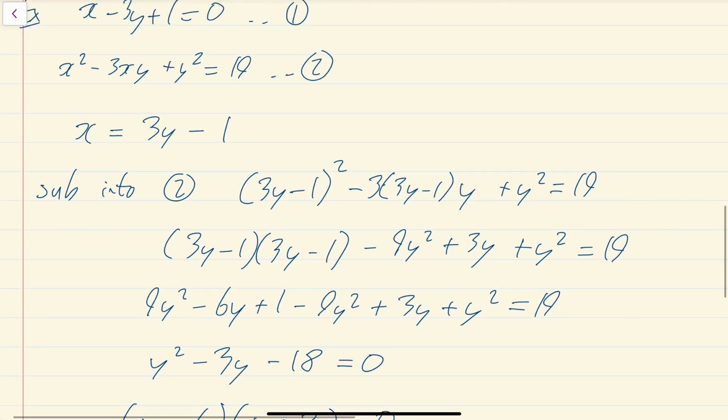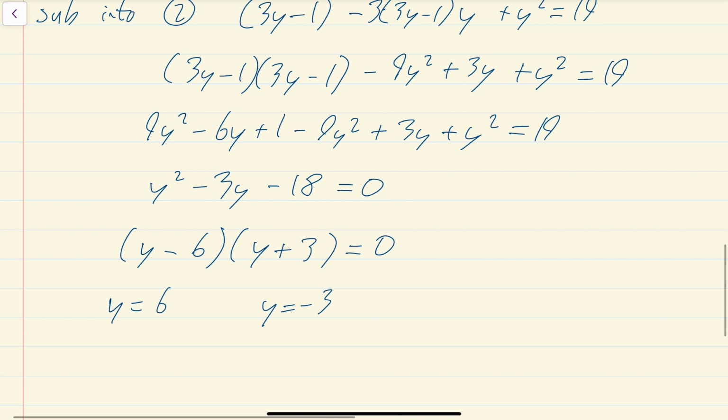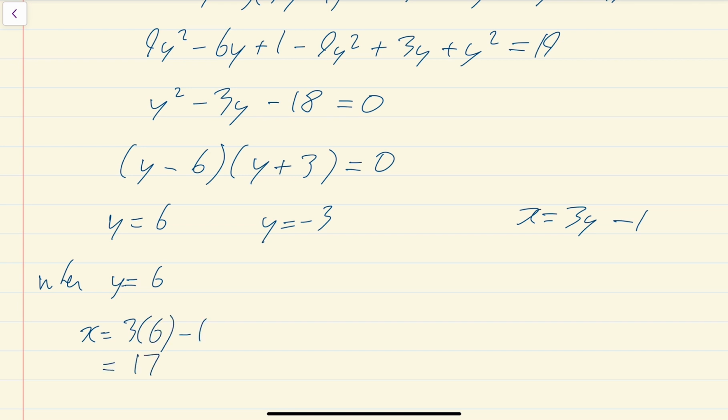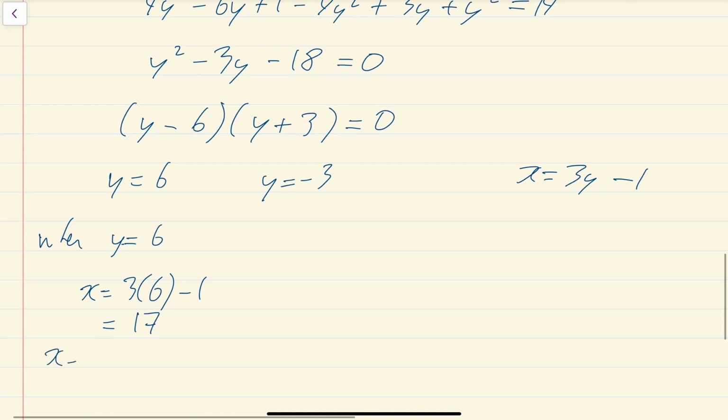Now again, let me write that down. x was equal to, I'll write that at the side here, x was equal to 3y minus 1. So over here, just say when y equals 6, x then is equal to 3 times 6 minus 1, which would be 18 minus 1, which would be 17. So one of your answers is x equals 17, y equals 6.